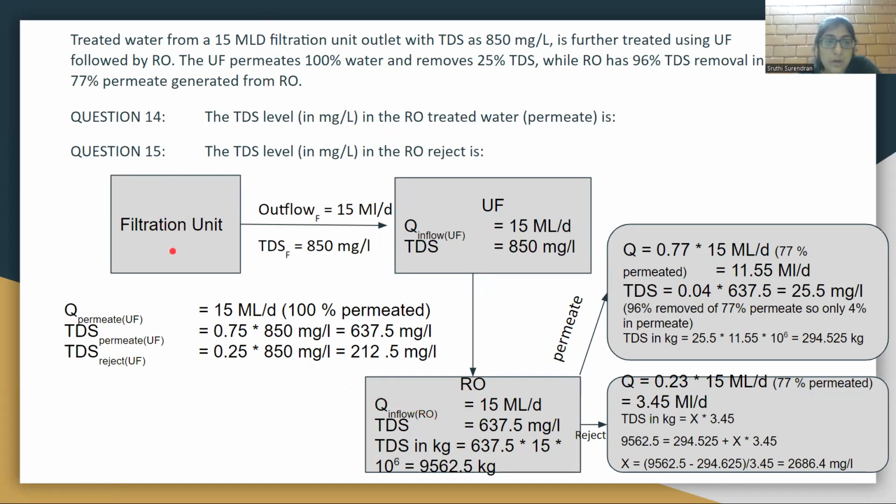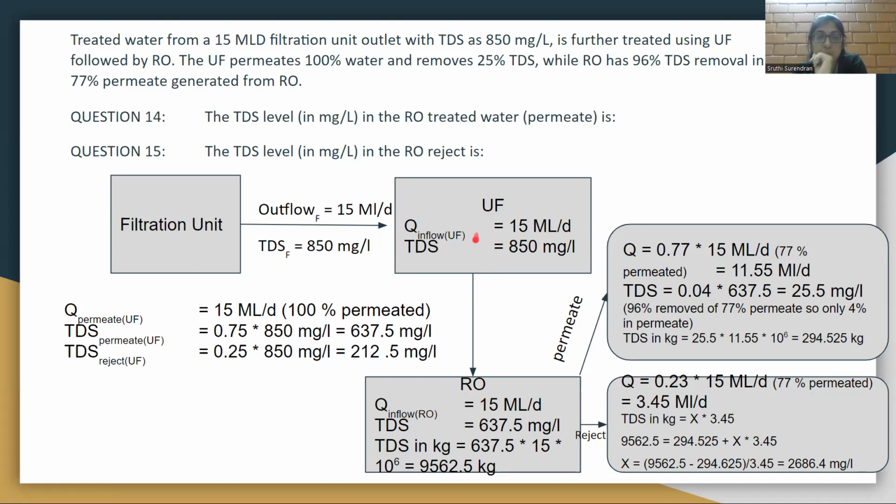So when the water is sent from the filtration unit, 15 million liters per day of water with TDS equal to 850 milligram per liter is treated using an ultrafiltration unit. Firstly, the outflow 15 million liter per day is going into the ultrafiltration unit, and the TDS of 850 milligram per liter is also going into the ultrafiltration unit. Now what happens in the ultrafiltration unit? It is permeating, that is, it is treating 100% of the water. So all this 15 MLD will go into the reverse osmosis unit.